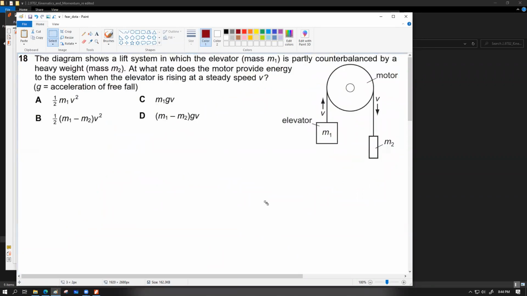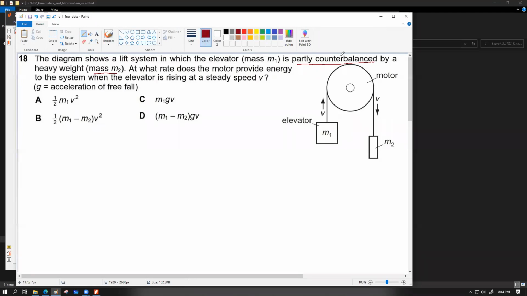Have a look. The diagram shows a lift system in which the elevator mass M1 is partly counterbalanced by a heavy weight of mass M2, which means between these two objects, which one is the heavier mass? What do you understand by this word, that partly counterbalance? Anyone? Not fully balanced, which means there is an imbalance.